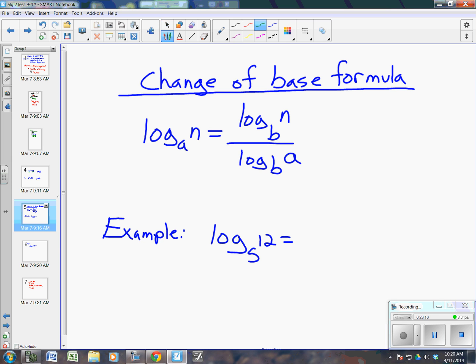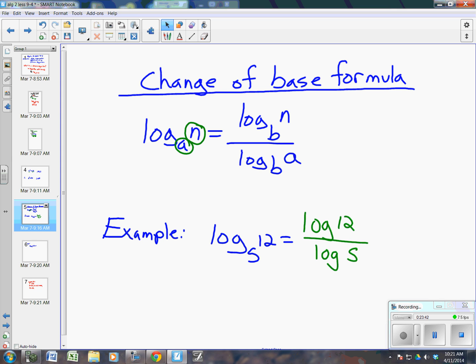So you'll notice all this is saying over here is whatever number is right here, you're going to take log base 10 of that number, divided by log base 10 of the base. Okay? So if I'm going to rewrite this one, what am I going to write? Log base 10 of 12, and I'm not going to write the 10, over log base 10 of 5, which is just log of 5. Put that in your calculator and you have your answer.